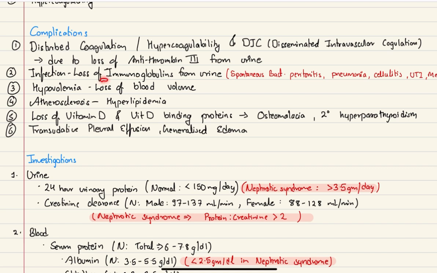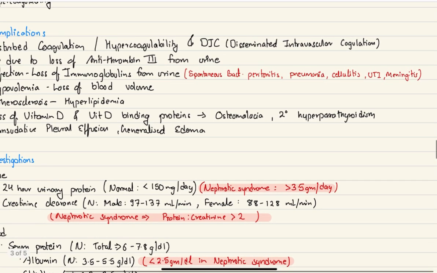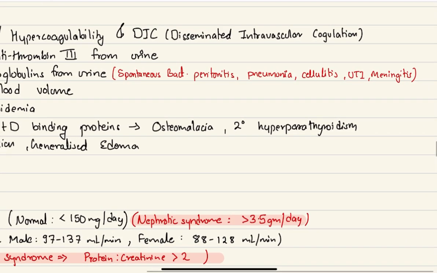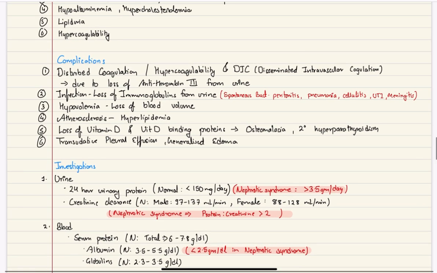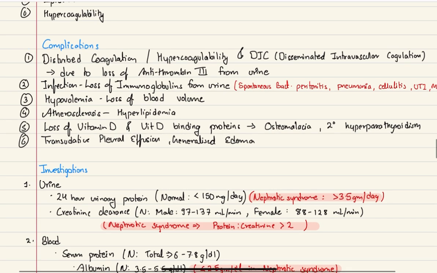so there is loss of antibodies from the urine in nephrotic syndrome. So immunoglobulins are also lost, and this can increase the risk of spontaneous bacterial peritonitis, SBP in patients, pneumonia, cellulitis, UTI, and meningitis in nephrotic syndrome. So the patients are more prone to these diseases.